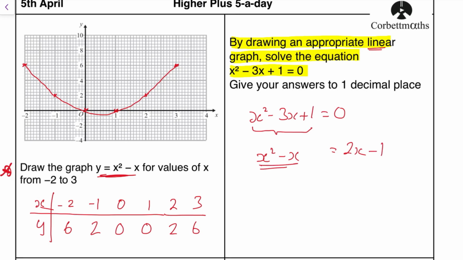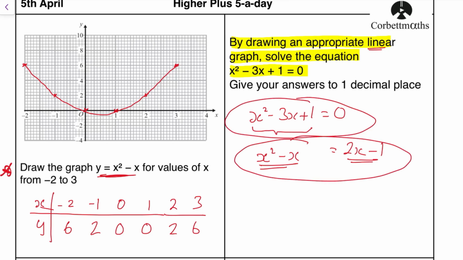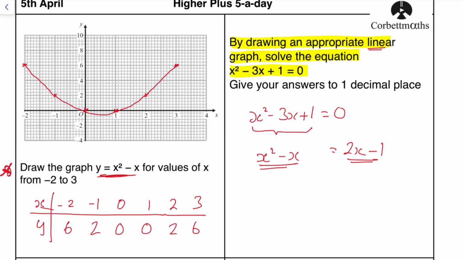And that gives me the equation I've already graphed and the equation that I need to graph, and where these two things are equal is where this is equal to 0. Clever question. It's one of these things that is really hard to work out in the exam if you've not seen it before. Anyway, point is I need to graph y is equal to 2x minus 1.